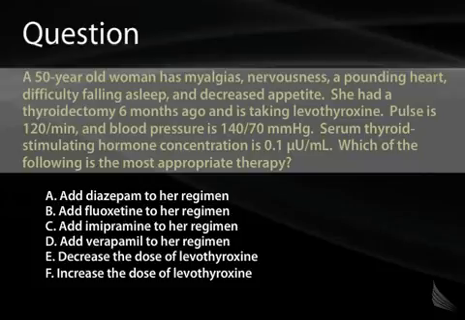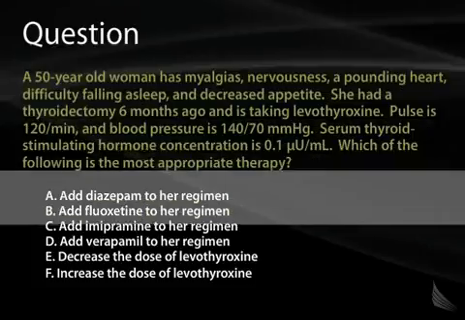So again, remember that this question is saying that clinically this woman is looking like she has hyperthyroidism. Biochemical tests are showing that she likely also has hyperthyroidism because her TSH is low. And so the question is, what would you want to do in this case? Would we just give her some diazepam, fluoxetine, or imipramine, or verapamil because of the high heart rate, or decrease the dose of the levothyroxine, or increase the dose of levothyroxine?